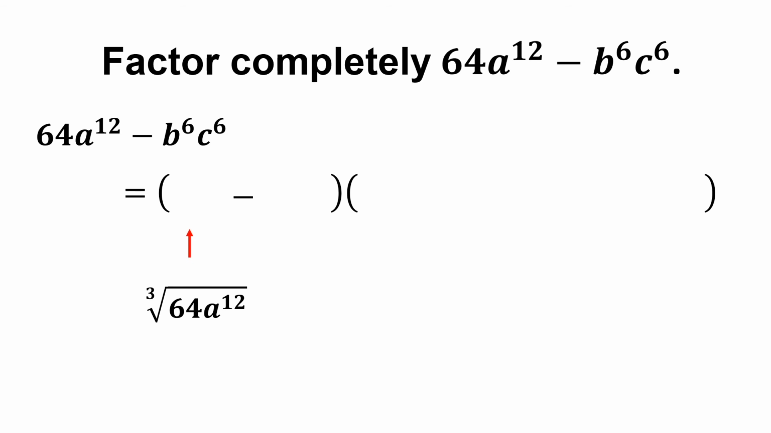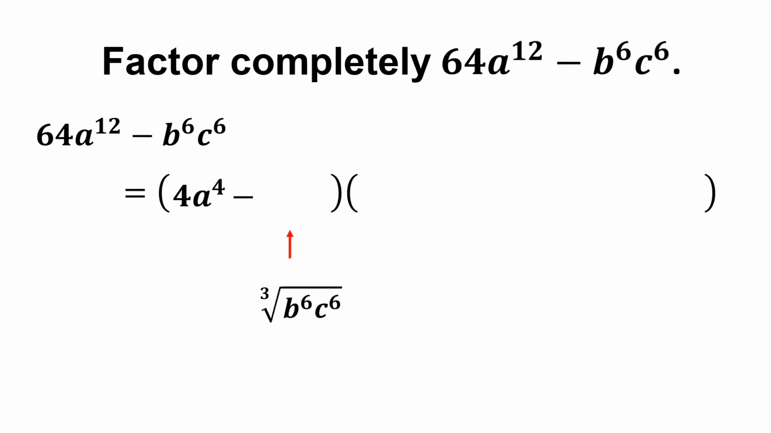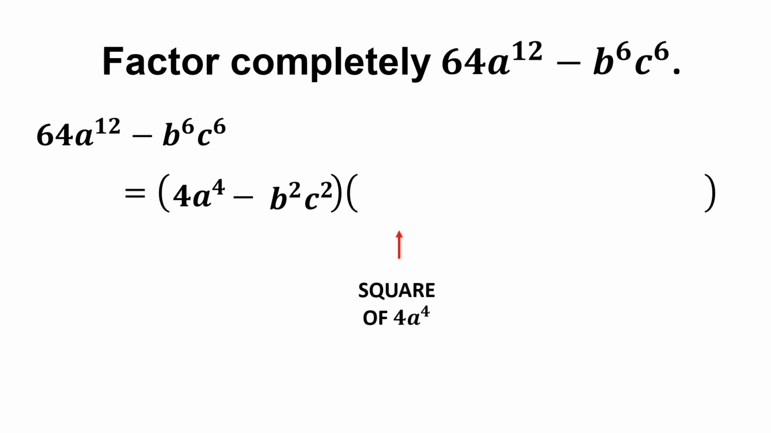The cube root of 64a to the 12 is 4a to the 4th. The cube root of b to the 6 c to the 6 is b squared c squared. Thus, the binomial factor is 4a to the 4th minus b squared c squared. Next, let's form the trinomial factor. Take the square of the term 4a to the 4th. The square is 16a to the 8th.